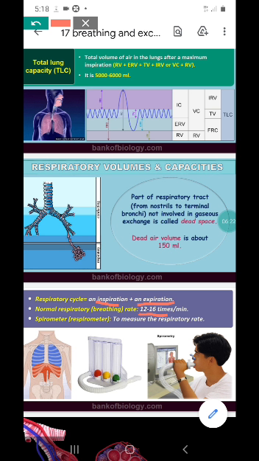And what is the name of the instrument used to measure the breathing rate? It is the spirometer or respirometer. Okay.